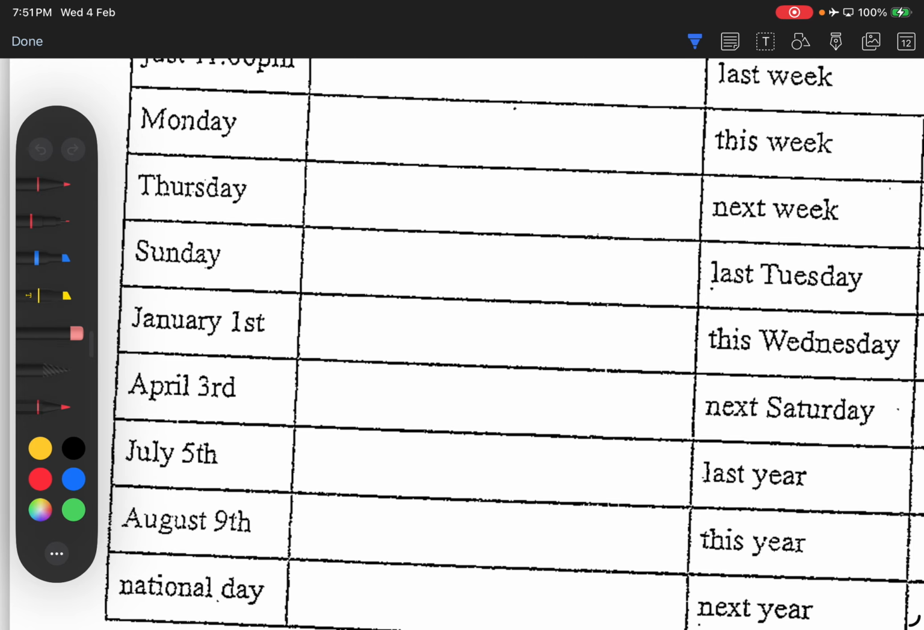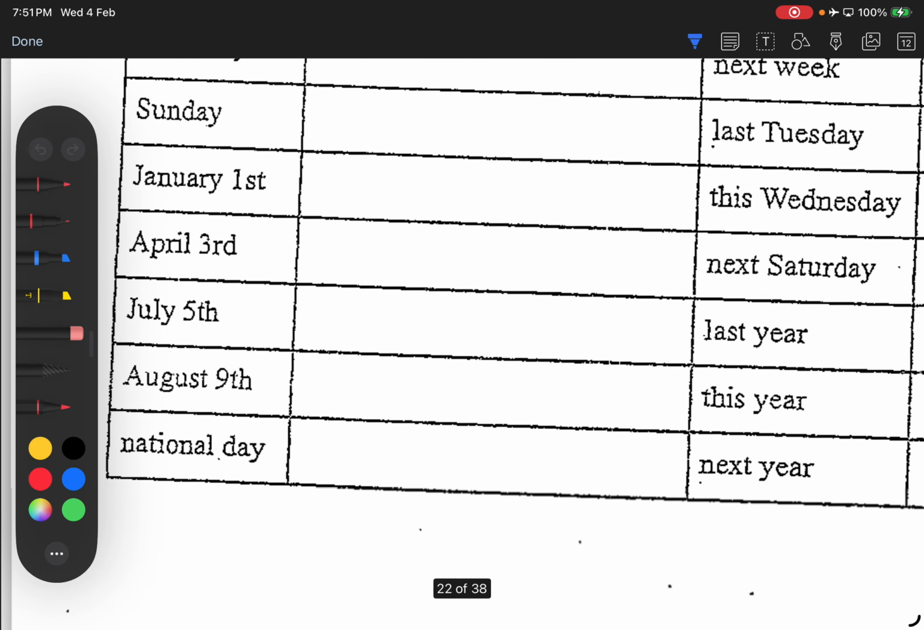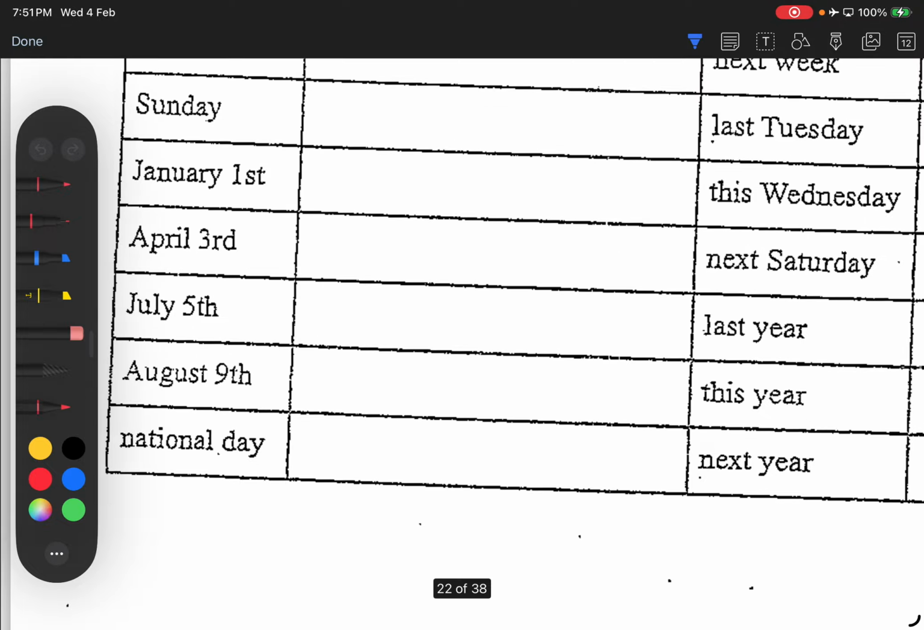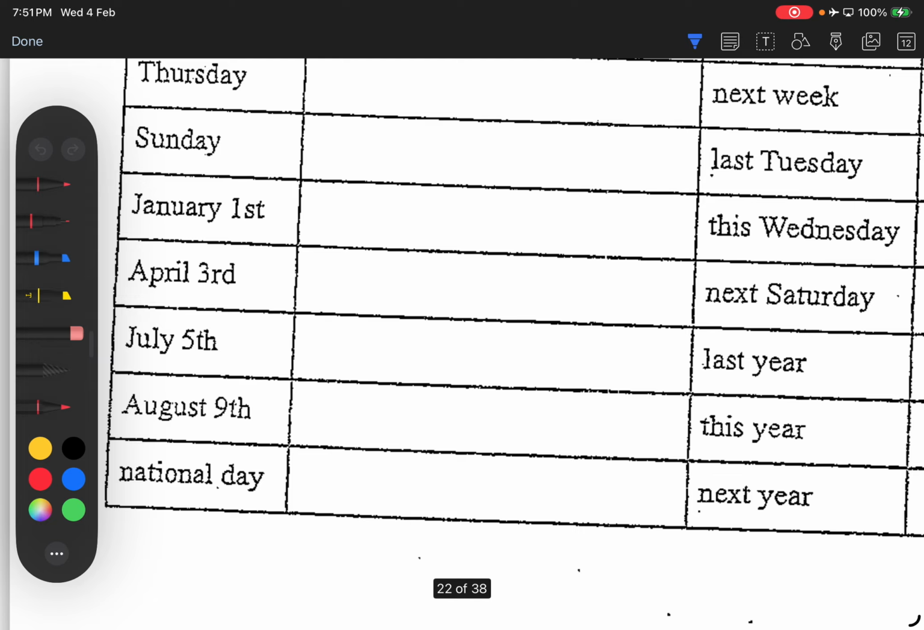4月3日。July 5th. 7月5日. Okay. 7月5日。August 9th. 8月9日. Very good. National Day.